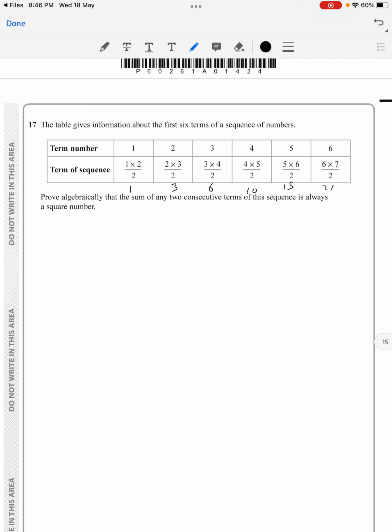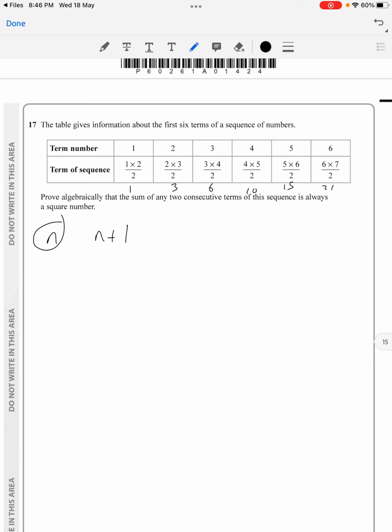Since we know that, what we have to prove is that the sum of any 2 consecutive numbers of the sequence is always a square number, right? So now, in order to do this, we have to think about solving the question in terms of the form n and n plus 1.